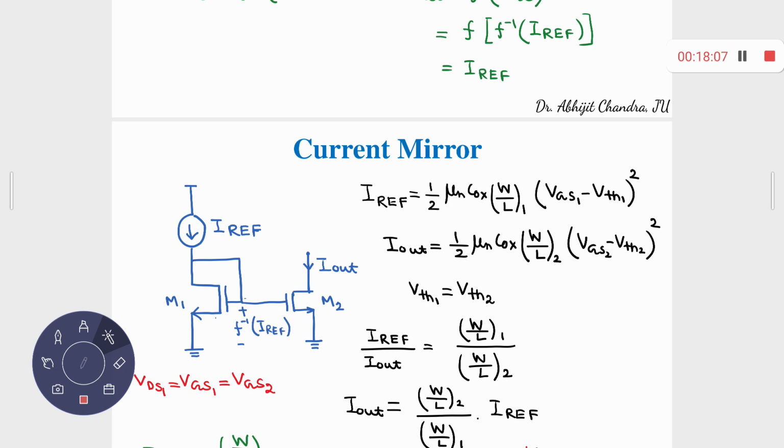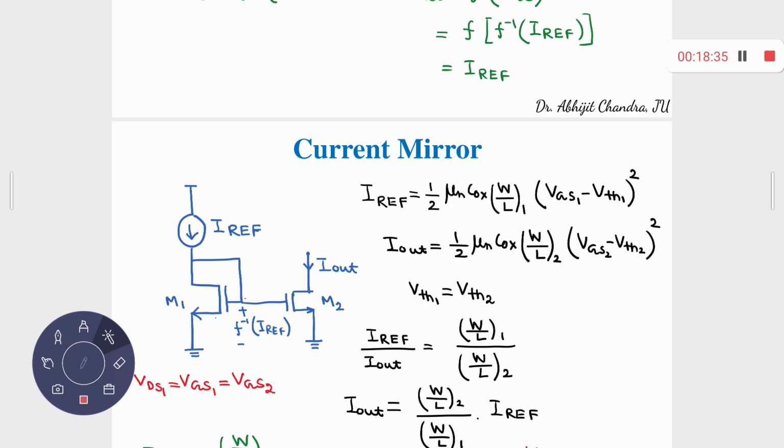What will be I out? Half mu n C of W by L2 into (VGS2 minus VTH2) whole square. VGS1 is equal to VGS2, because their gates are connected and sources are grounded. Threshold 1 is equal to threshold 2. So I reference by I out is equal to W by L1 upon W by L2.